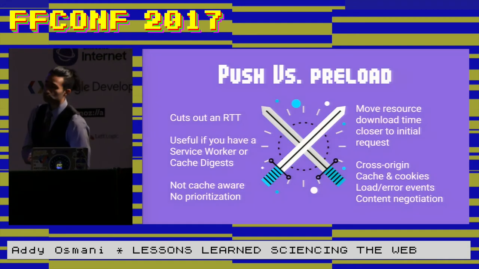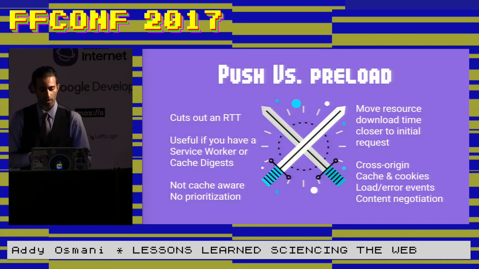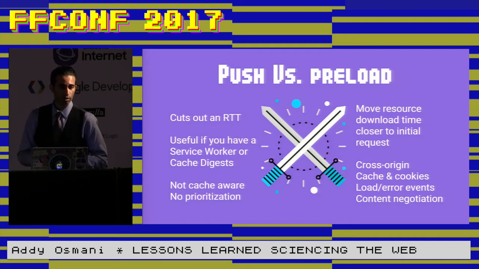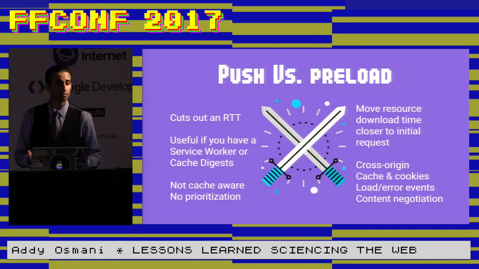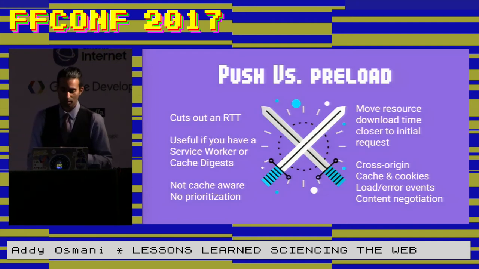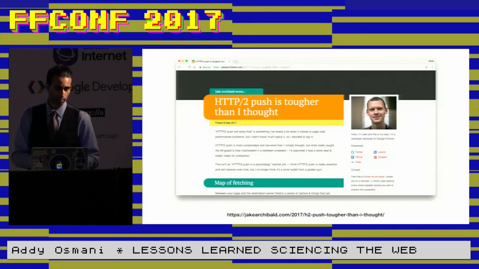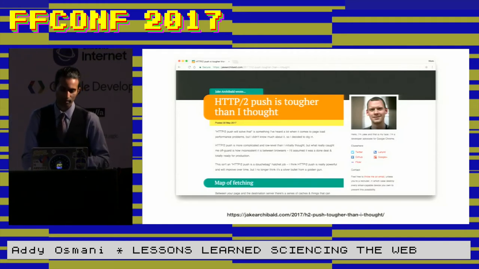Now, when it comes to comparing H2 push versus preload, push can be useful for cutting out a whole round trip. Unfortunately, it's not cache aware and doesn't have resource prioritization in place. Preload, however, works cross-origin. It's cache aware, it's cookie aware, has load and error events, has good content negotiation. It has fewer cross-browser bugs. If it was me, I would say that although the perfect preload might be a little bit slower than the perfect H2 server push, it's easier to debug, and it's something that's also easier to reason about a lot of the time, with fewer chances for you to trip yourself up. Jake Archibald, once again, wrote another great blog post about H2 server push where he documented where the rough bits are and a few browser bugs that are worth keeping an eye on.